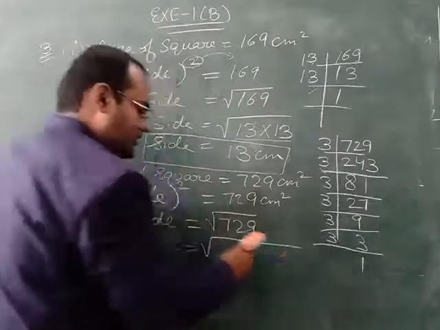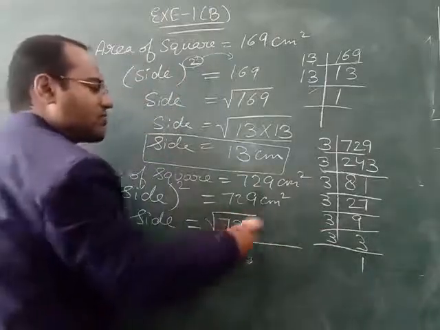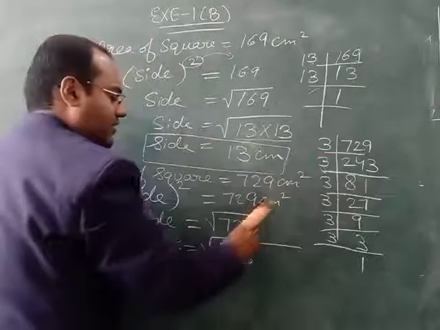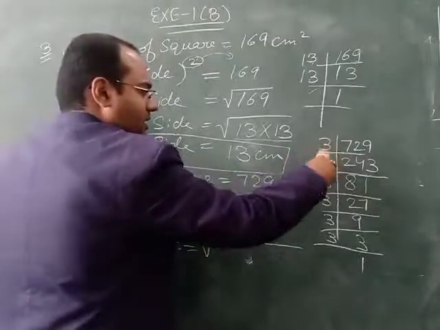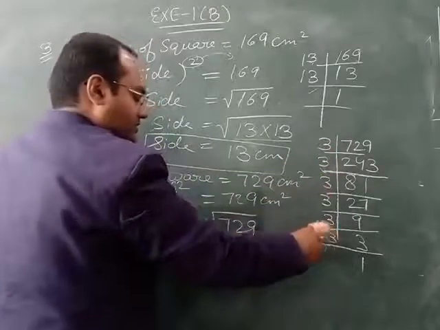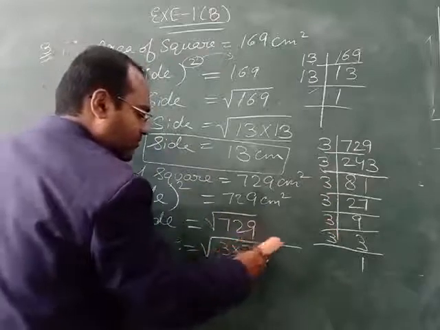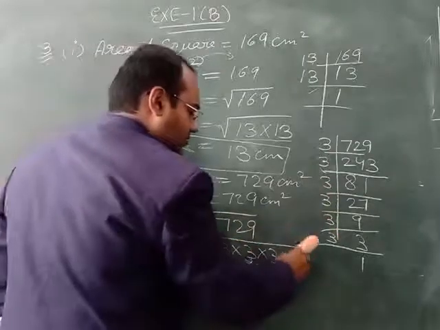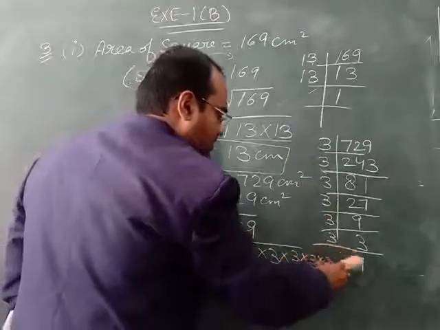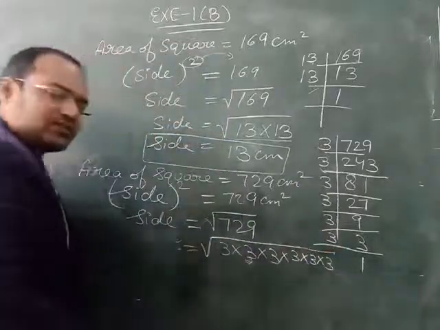Now after finding the prime factors, what will we do? We will write here the answer for 729. What is the answer of the prime factors of 729 we have found here? How many times is 3 coming? 1 2 3 4 5 6. So we will write 3 here 6 times.